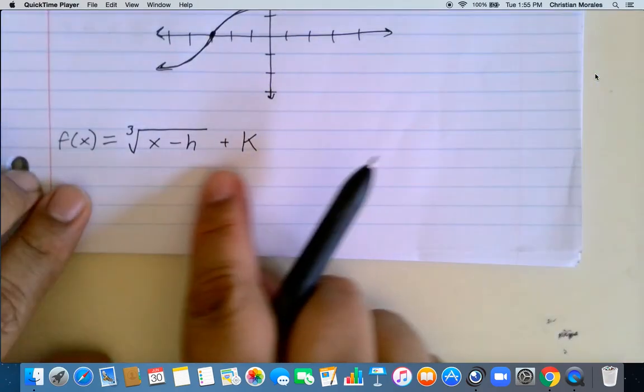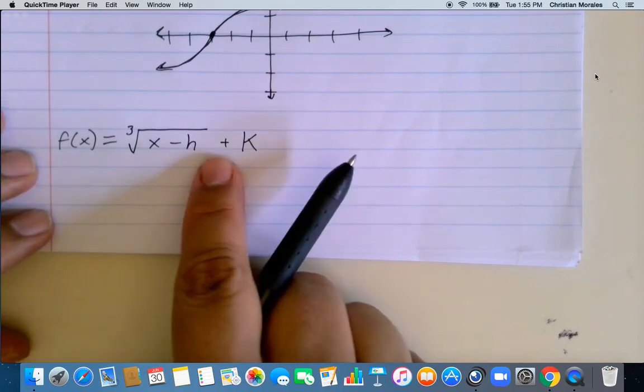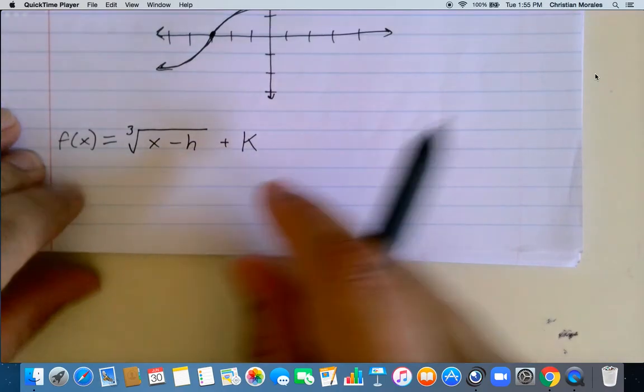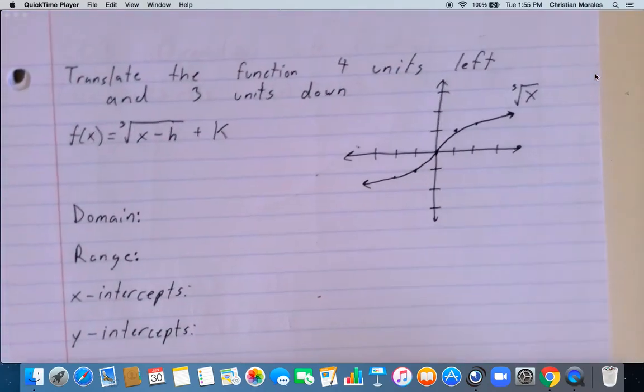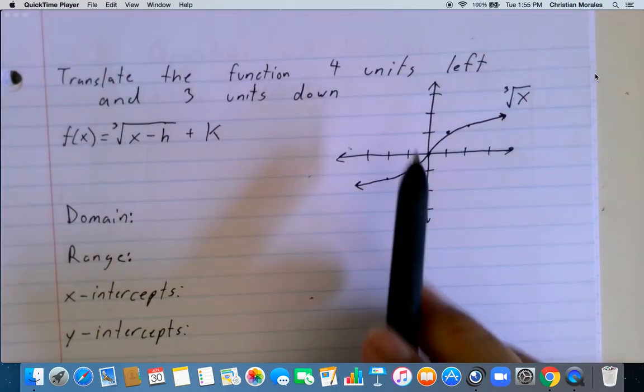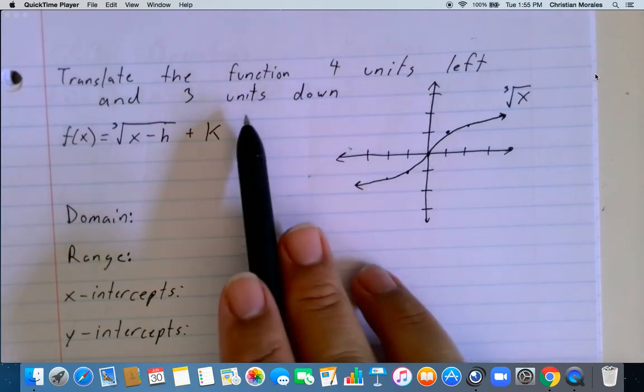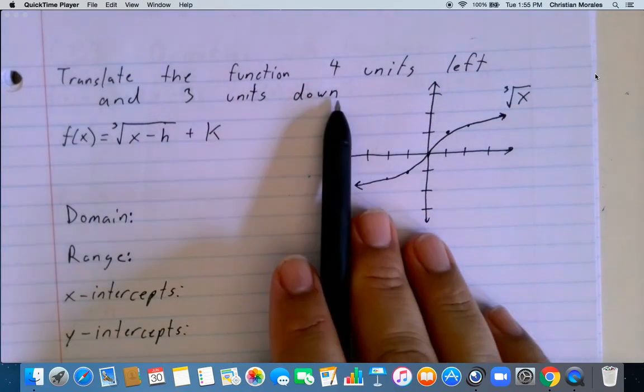So we're going to follow the same format. We're going to use H and K. H moves it horizontally, K moves it vertically. All right. So if we have a problem like this, if they want you to translate this function 4 units to the left and 3 units down, what does that look like?